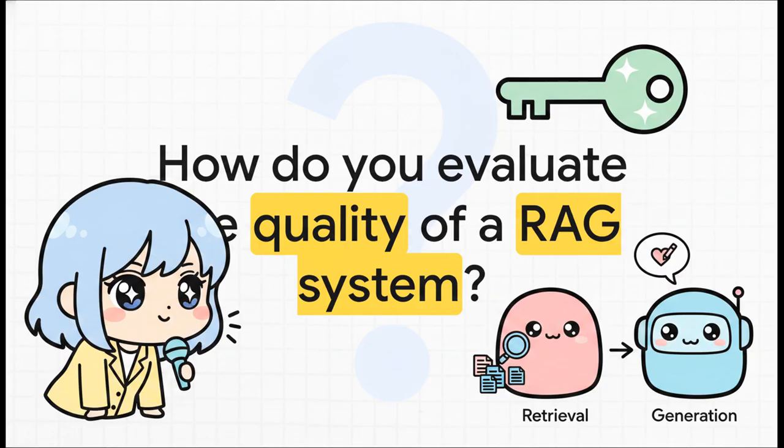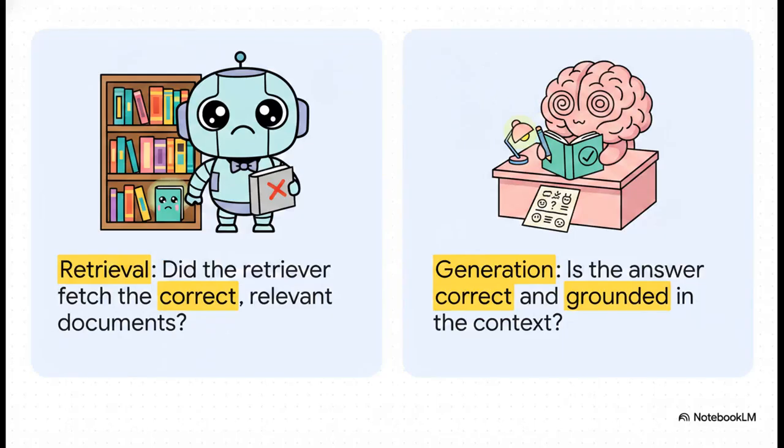Imagine you're in that interview and they ask, so how do you evaluate the quality of a RAG system? The absolute key here is to immediately break it down. Show them you know that RAG isn't just one monolithic thing. It's actually a two-part system. And this is the core concept. You have to evaluate retrieval and generation on their own.